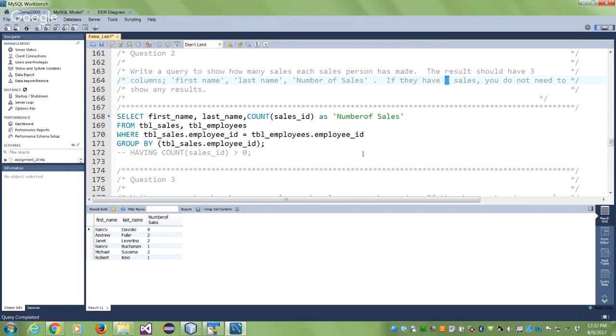There's no sense. Now, if you wanted to show everybody's count, saying, oh, this person made 0, then you say HAVING greater than or equal to 0, and it will also show employees with 0 sales. If that was the question. So show everybody's sales. Show me the 0 persons also. I want to see everybody. Then you would say greater than or equal to 0. Okay. Otherwise it wouldn't show you.